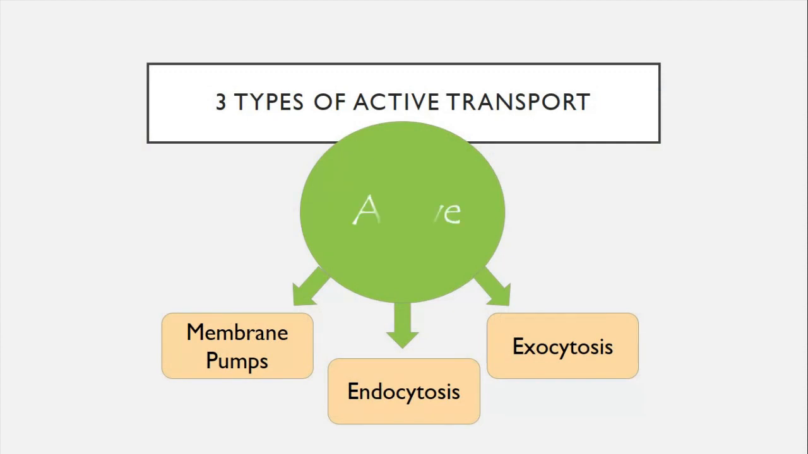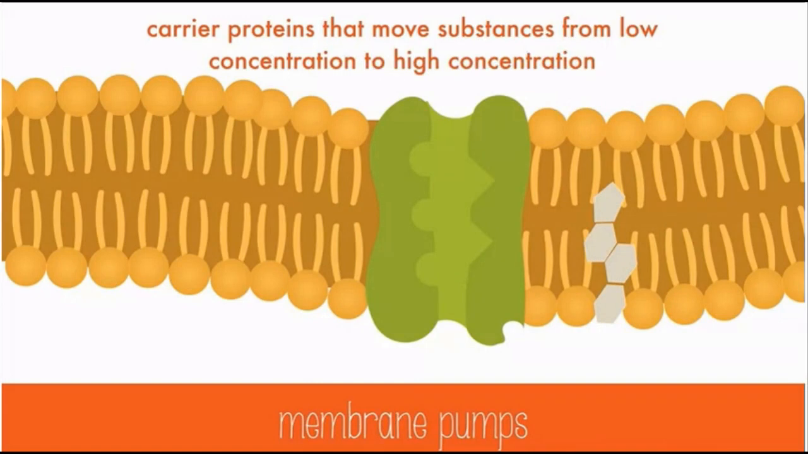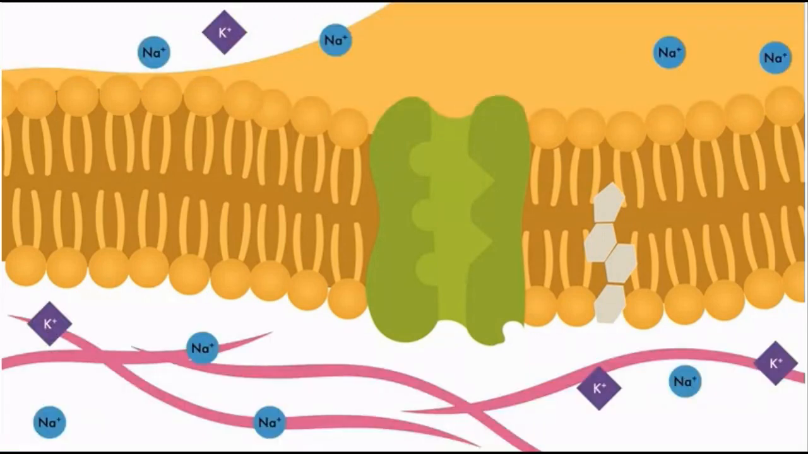There are 3 types of active transport: the membrane pumps, endocytosis, and exocytosis. Look at the membrane pumps first. Membrane pumps are just carrier proteins that move substances from an area of low concentration to an area of high concentration. Look at the sodium-potassium pump to see how it works.